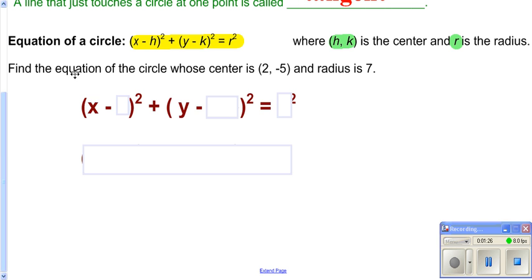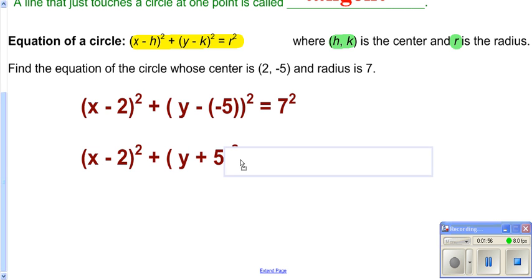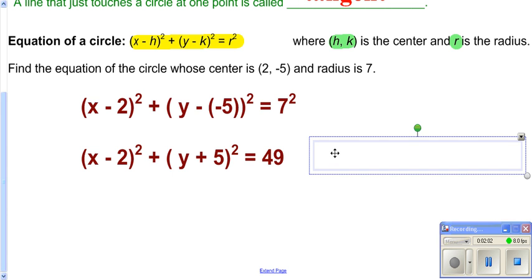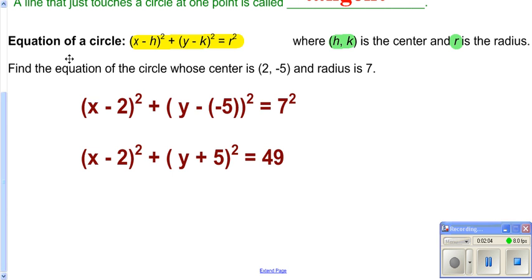So here we need to find the equation of a circle whose center is (2, negative 5), and your radius is 7. So it's always x minus the x-coordinate of your center, so we'll go (x minus 2) all squared, plus, and then it's always y minus the y-coordinate of your center, which is a negative 5, and then it's going to be equal to your radius, which is 7, squared. So we get (x minus 2) all squared, plus (y plus 5), because when you subtract a negative, it's adding, equaling 49, because that's 7 squared.